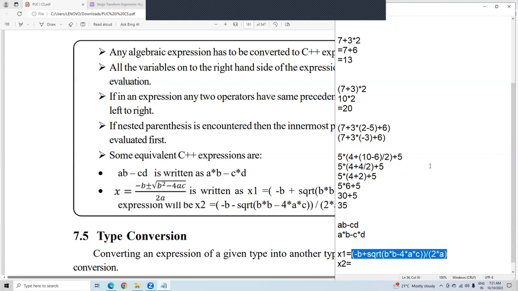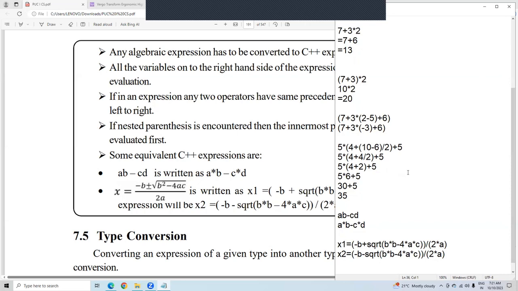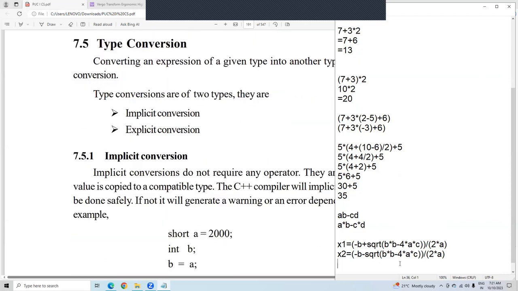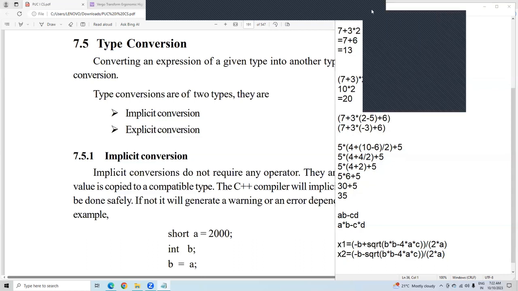Similarly, x2 equal to the same expression, but here before the square root there is a minus sign. Plus or minus sign is there, no? That is why here the minus sign. So this is how to convert a mathematical expression into a C++ expression. This is also important. They may give you some formulas and they may ask you to convert that expression into a C++ expression. Now type conversion means converting a value from one type to another type.